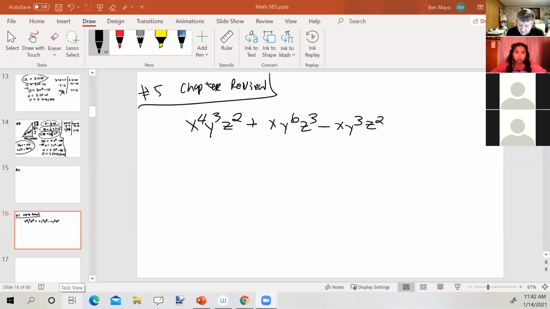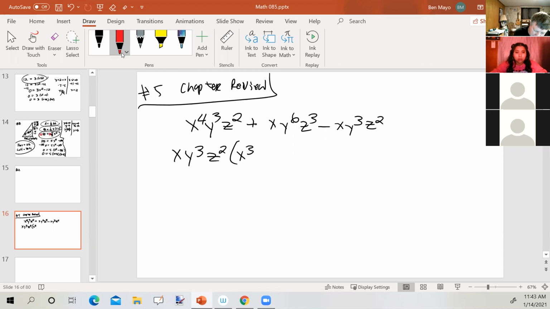So looking across, I see that the greatest common factor is an x, a y cubed, and a z squared. Okay. So I need x cubed so that I get x to the 4th y cubed z squared. Okay. Then I need plus y cubed z so that I get x y to the 6th z to the 3rd.